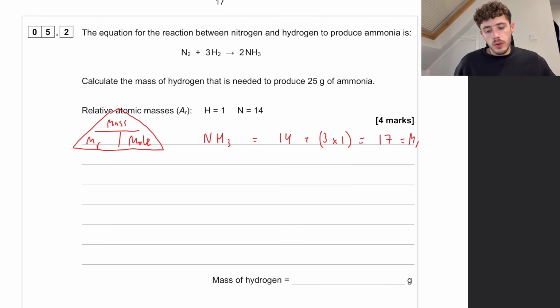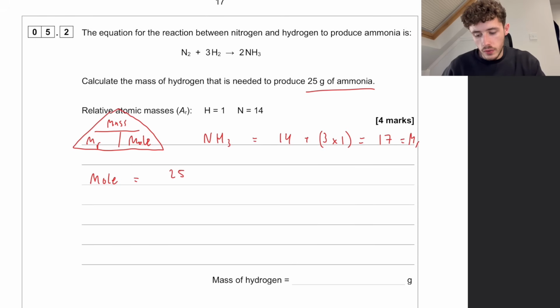Now we also know that the mass of ammonia that we're interested in is 25 grams. So using our Mr. Moles with a mass on his head equation, we can work out the amount of moles of ammonia that we have in this equation. So the moles are going to be the 25 grams divided by that 17, and you can put that in your calculator, and that is going to give you 1.47 moles.